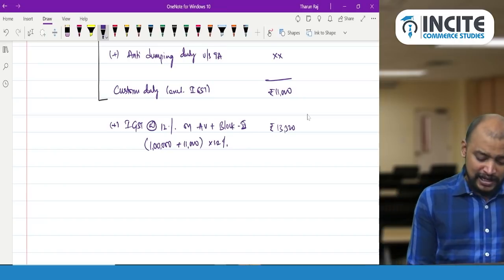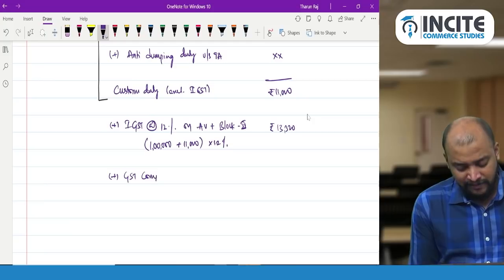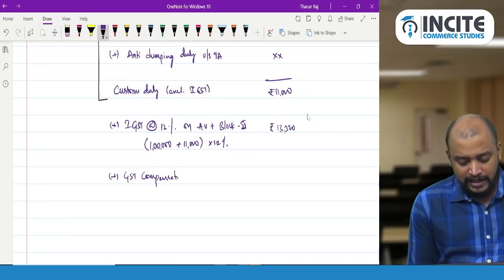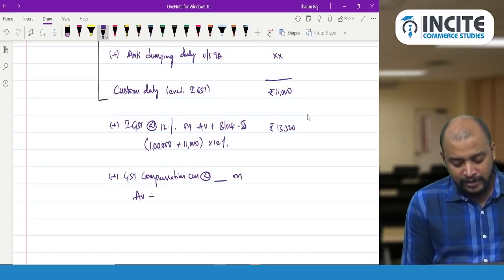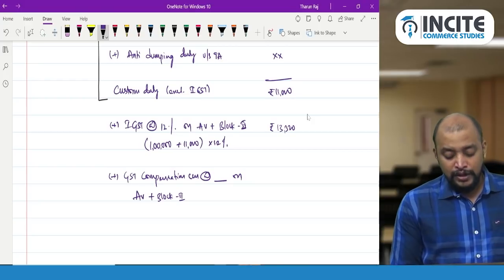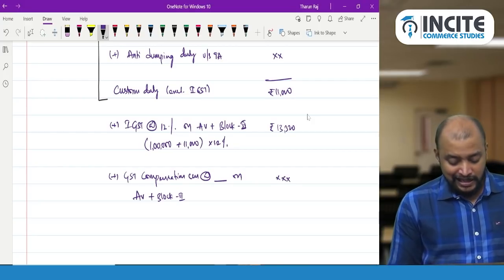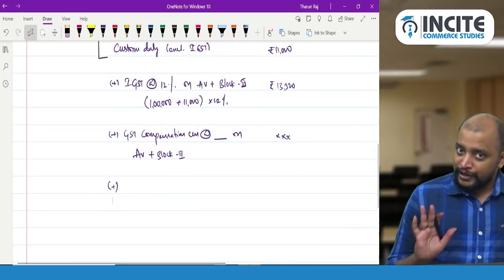And after this IGST, we need to add GST compensation cess. Same way, GST compensation cess at whatever the given rate is, and it will be computed on assessable value plus block 2. So that value we will be taking. And if there is SAD, that SAD also will be computed in the same way.